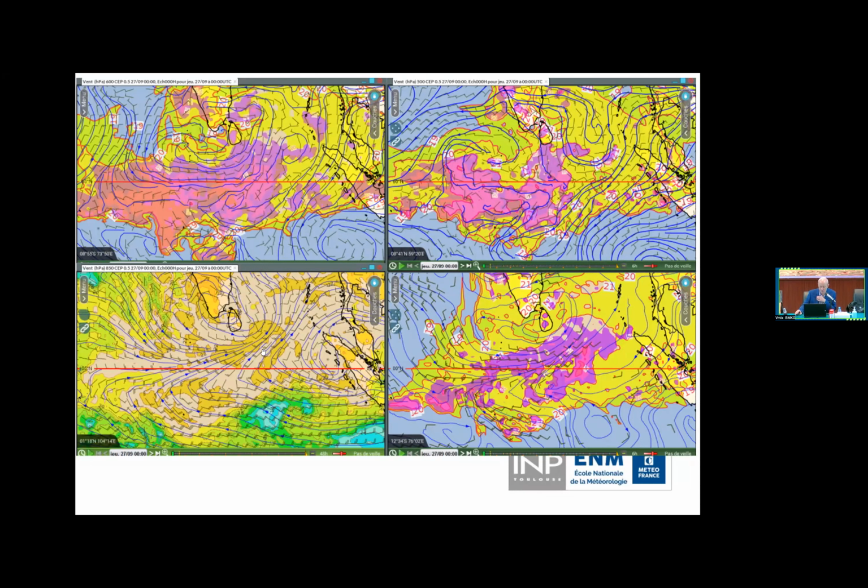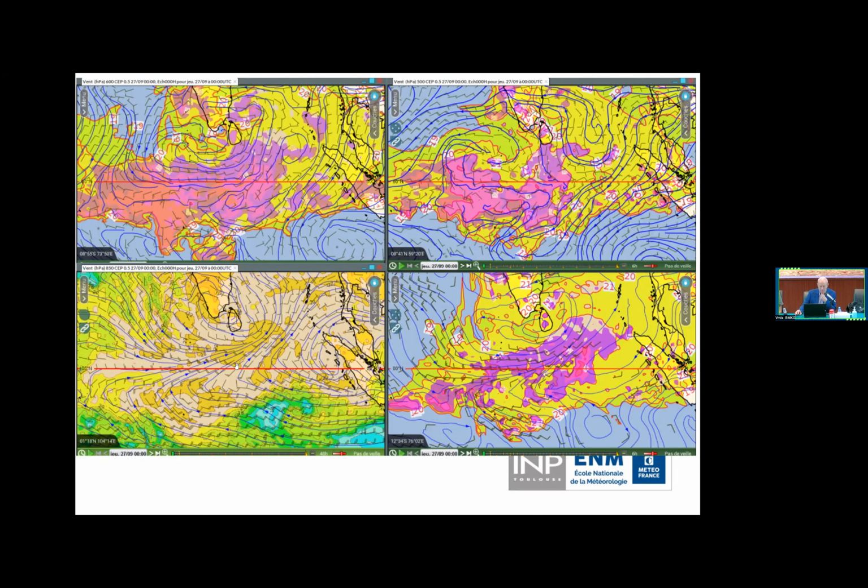So on bottom left, it's the 850, bottom right, 700, top left, 600, top right, 500. And it's the humidity field in purple and the wet bulb potential temperature in colors in this shading here. So the yellow, the orange is the moist air mass. This is 850.